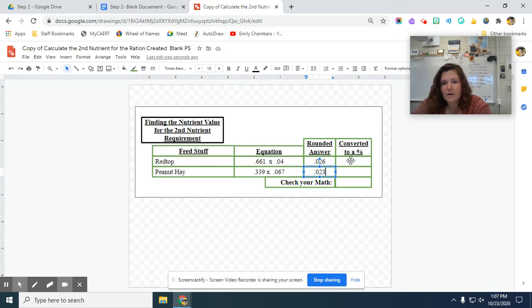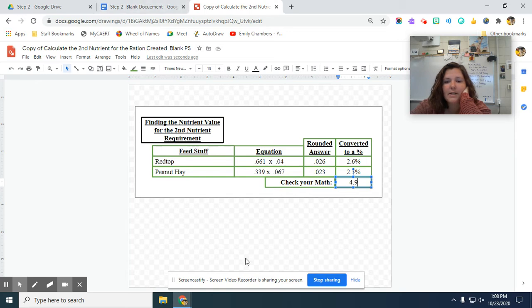Good. Okay, so we can convert that to a percentage. So we're going to convert these two to percentage, so 2.6, and we're moving that decimal point 2 places, and 2.3%. Add those two numbers together, you get 4.9. So the ration that you have mixed at this point has a crude protein of 4.9, okay?